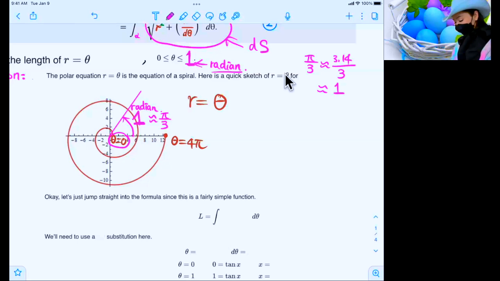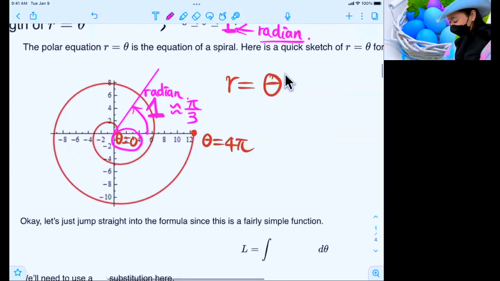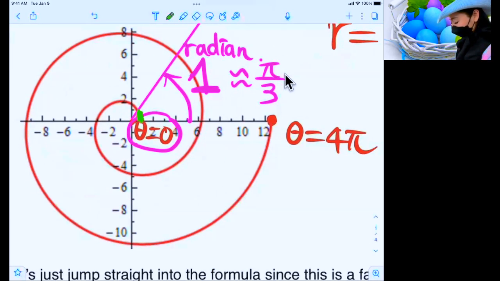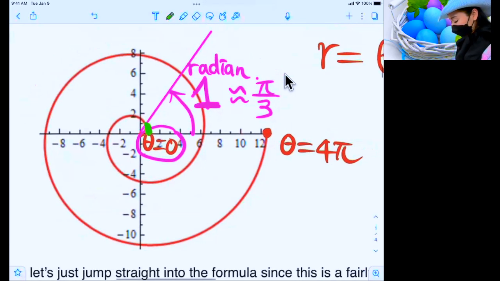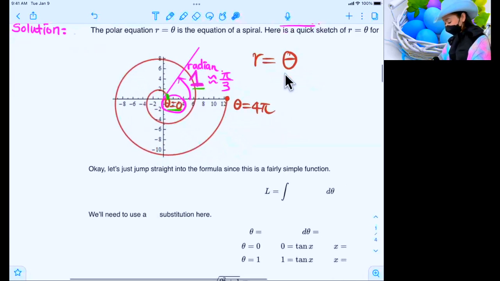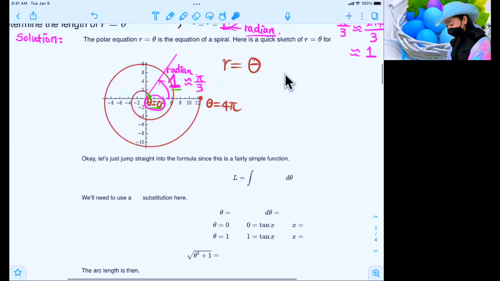So think about the angle. What are we looking for? We are looking for this. This is so small, so tiny right here. This part of the spiral, when theta goes from 0 to 1, this part right here, the green one. How long is this part of the spiral? So I'm not looking from 0 to 4 pi, I'm looking from 0 to 1. Let's try to set up the integral for the arc length right here.